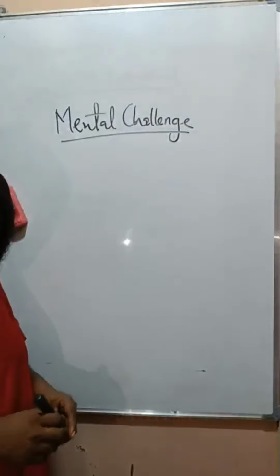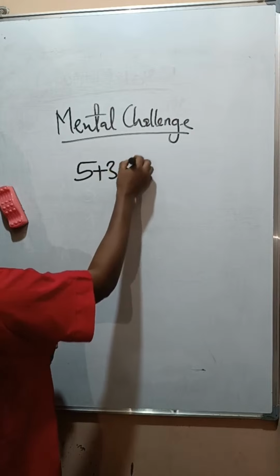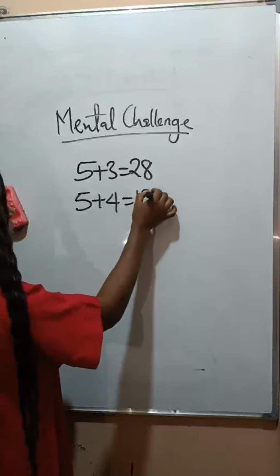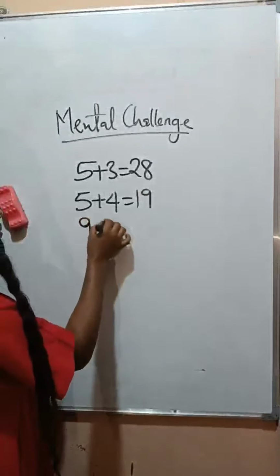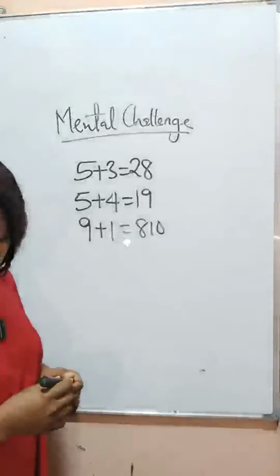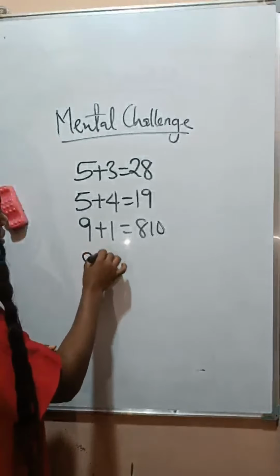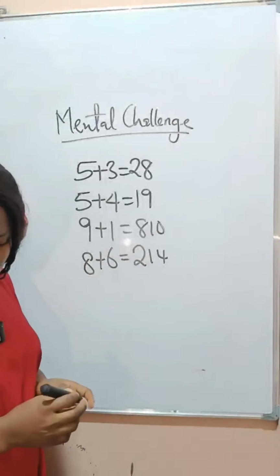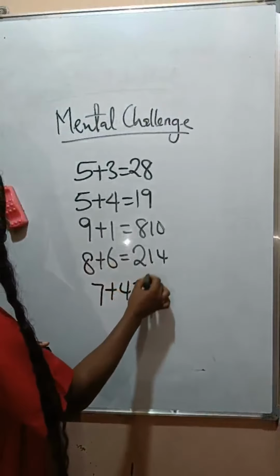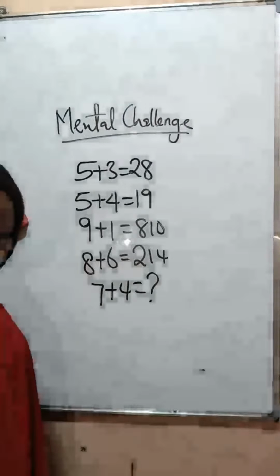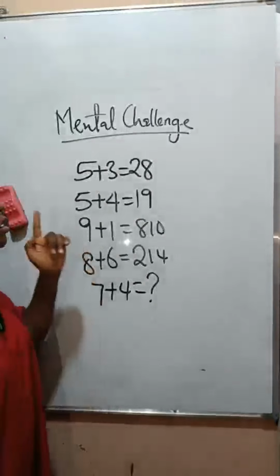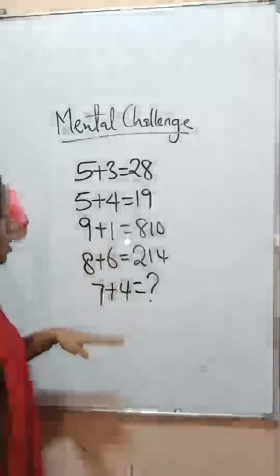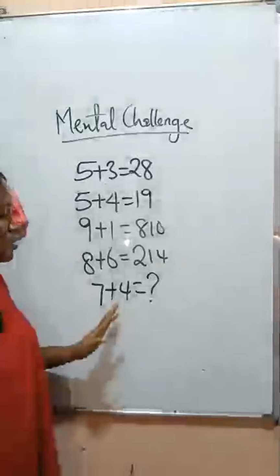We have 5 plus 3 equals 28. 5 plus 4 equals 19. 9 plus 1 equals 810. And 8 plus 6 equals 214. So what is 7 plus 4? The question says 5 plus 3 equals 28, 5 plus 4 equals 19, 9 plus 1 equals 810, and 8 plus 6 is equal to 214. The question says what is 7 plus 4?